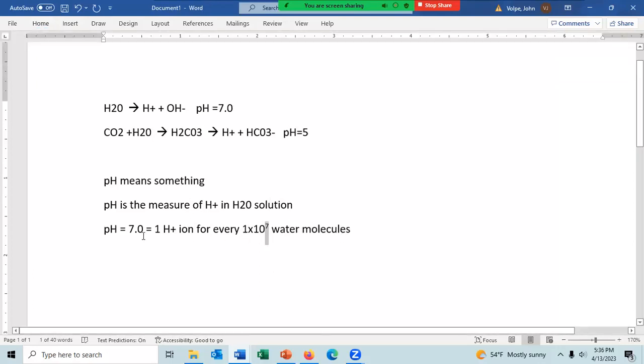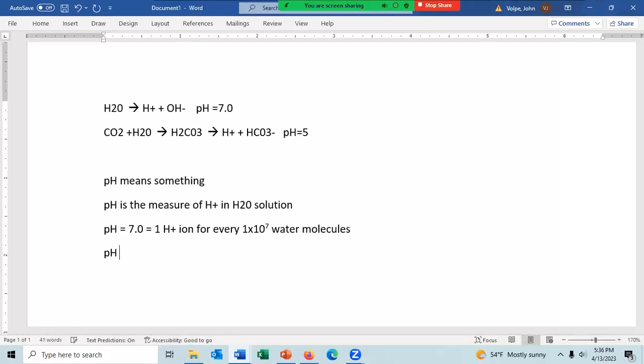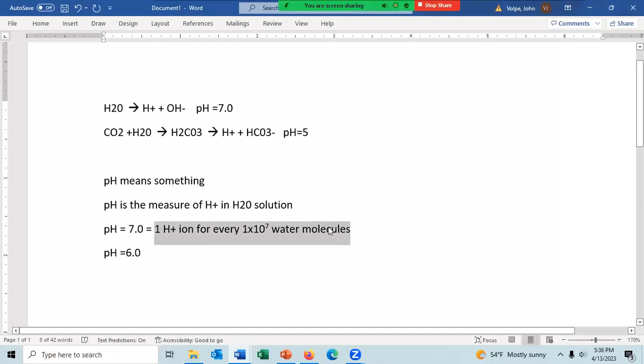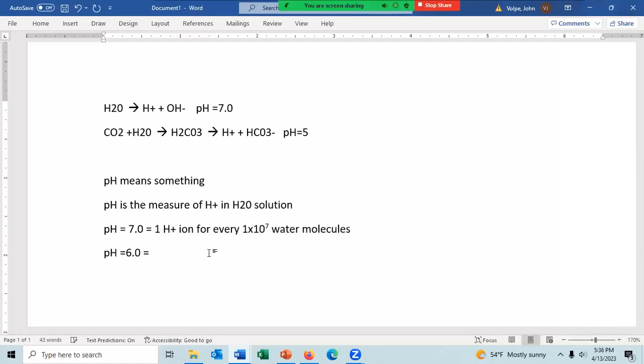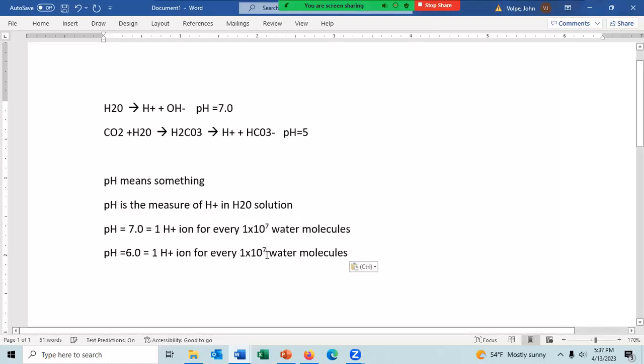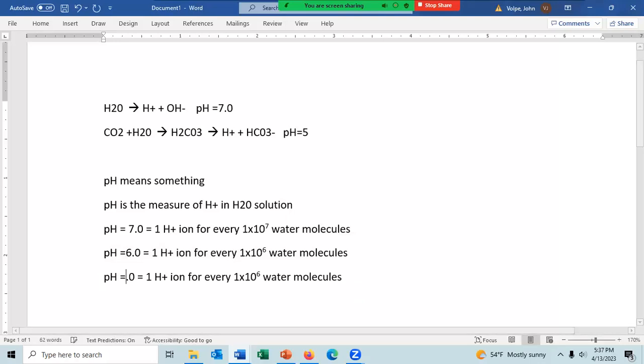Everybody clear on that? A pH of 7 means there's 1 hydrogen ion for every 1 times 10 to the 7th water molecules. What does a pH of 6 mean? We're going to go 6.0 equals 1 hydrogen ion. Anyone want to guess? Nobody wants to guess? It's 1 times 10 to the 6 water molecules. And then a pH of 5 is the same: 1 times 10 to the 5th.